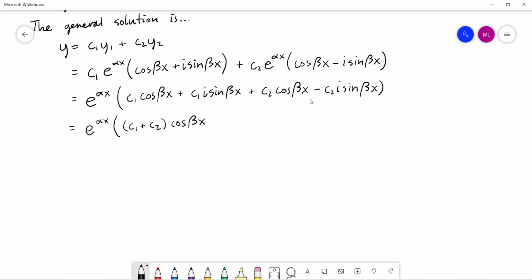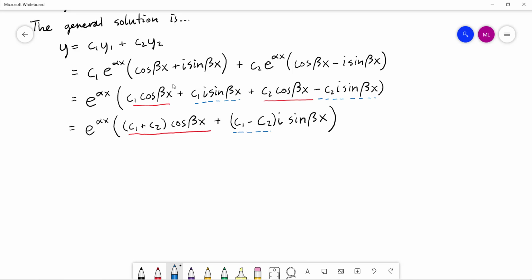And then separately, I'm going to group these two terms together that are the imaginary terms. In this case, it looks like I have C1 minus C2 times the i times the sine of beta x. So those are grouped together. Again, I've grouped this guy and this guy, and they gave me this. And I've grouped this guy and this guy to give me this. All I've done is factor out the common parts: I factored out the i, and factored out the sine of beta x over here.